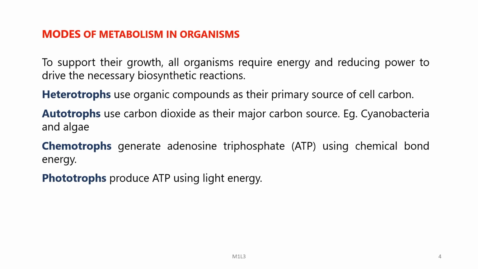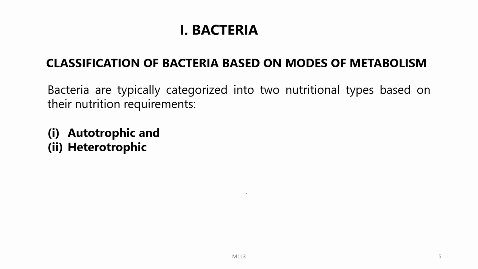Some of these are the heterotrophs, which use organic compounds as their primary source of cell carbon. Then we have autotrophs, which use carbon dioxide as their major source of carbon, like cyanobacteria and algae. Then we have chemotrophs that generate energy or ATP using chemical bond energy. Finally we have phototrophs, which produce ATP using light energy. Now, these modes of metabolism can be used for classifying organisms, especially bacteria. So, let us study the classification of bacteria based on their mode of metabolism.